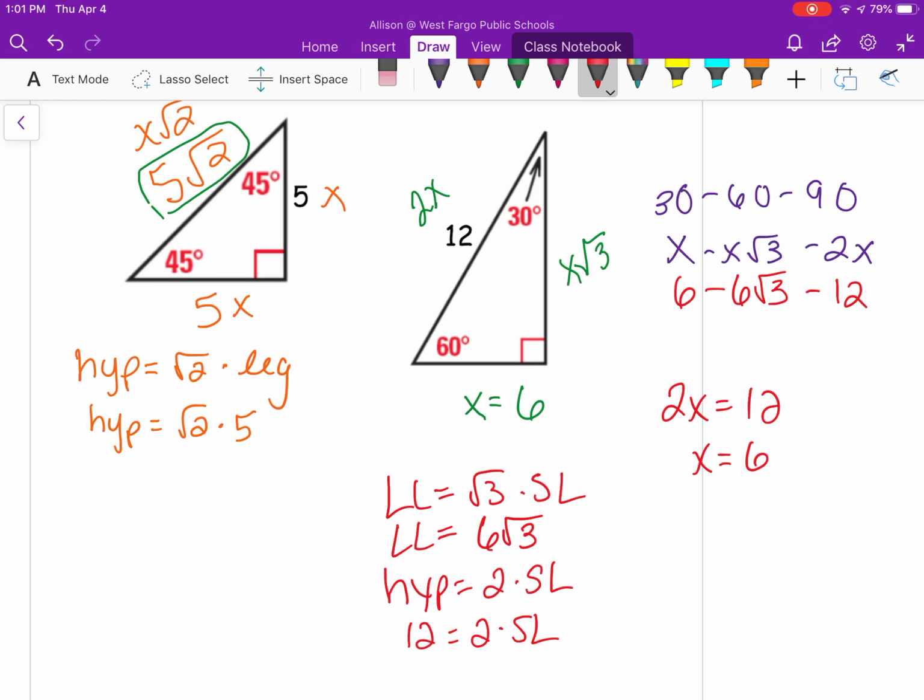So different ways of solving it. So we had 12, 6 square roots of 3, and 6 are my 3 side lengths then. You can always check your answer by solving the Pythagorean theorem. If you did a squared plus b squared, it has to equal 12 squared. So you could check your answer using the Pythagorean theorem as well.